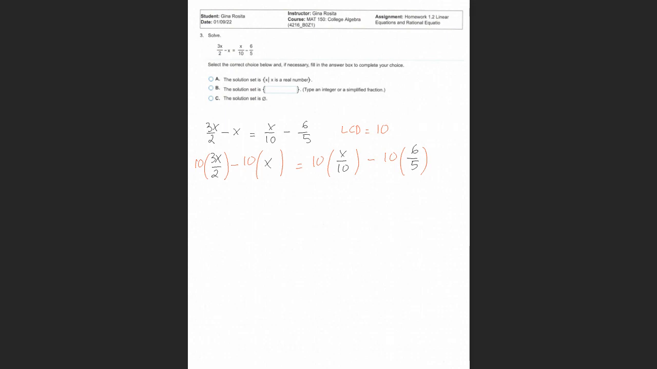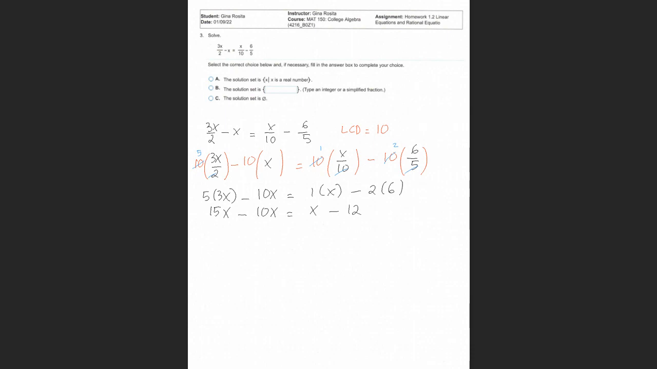Now we can cancel each other. 10 divided by 2, the answer is 5. This one cancels each other, becomes 1. 10 divided by 5 is 2. So I can write that: 5 times 3x minus 10 times x equals 1 times x minus 2 times 6. We solve now. 5 times 3, 15x minus 10x equals x minus 12.